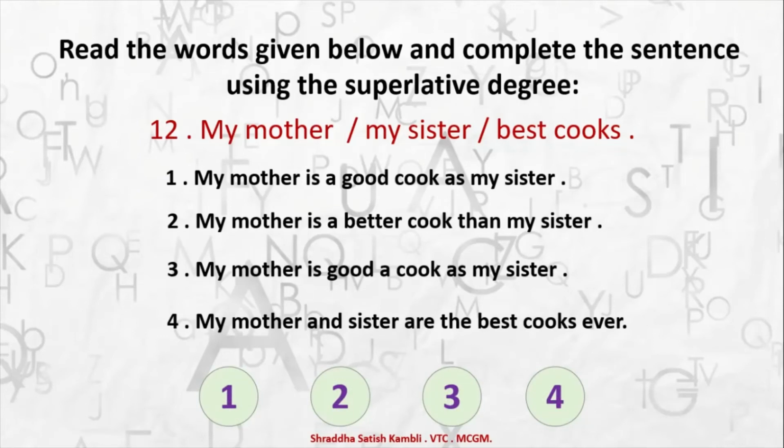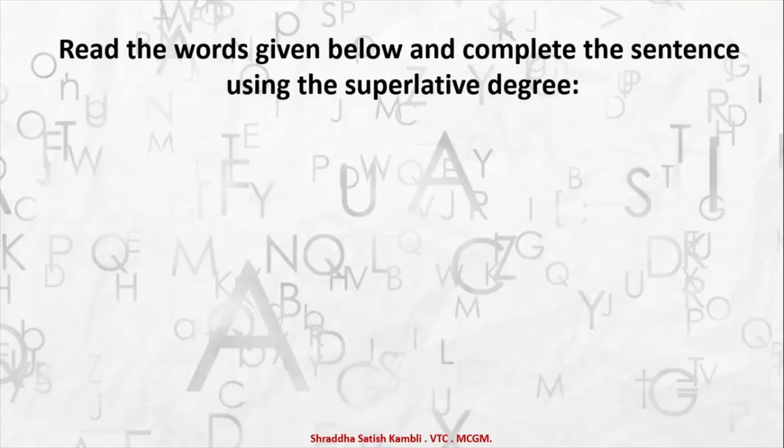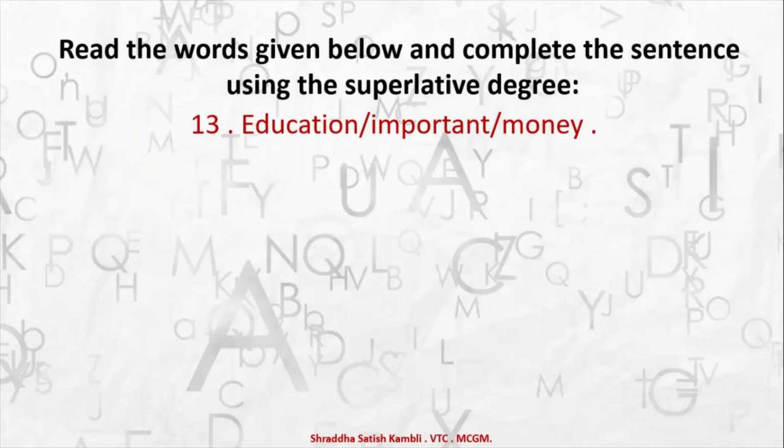It is the 4th one. My sister and mother are the best cooks ever. That is, there is no other cook in the world who's as good as my mother or my sister. Okay? So remember, we are using the superlative degree here. Coming to the 13th example sentence.